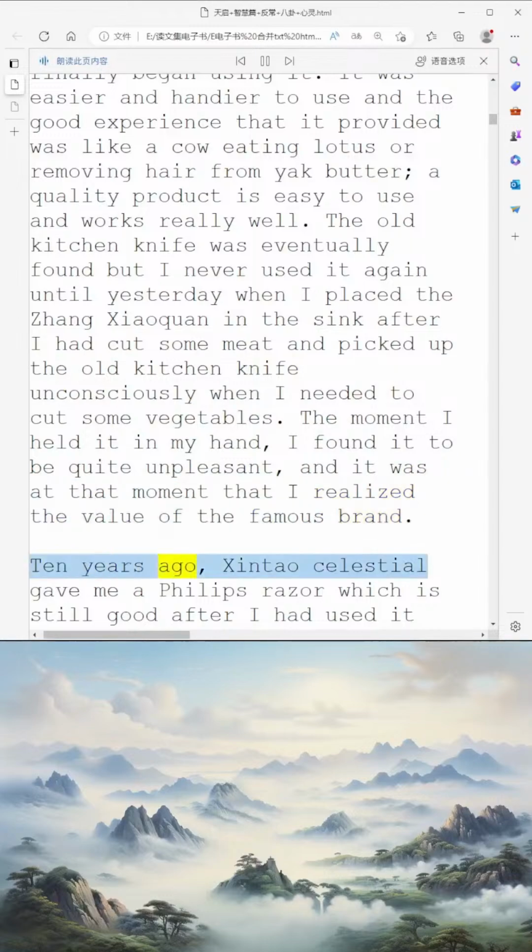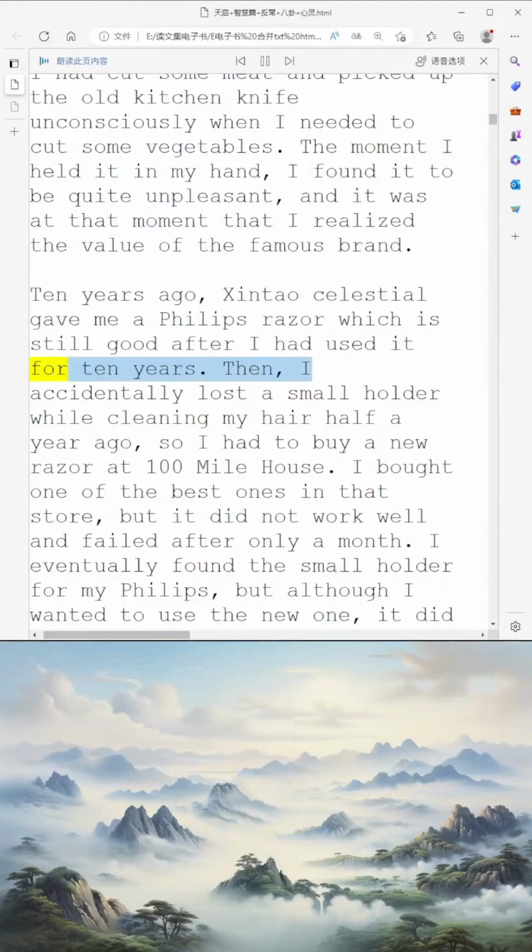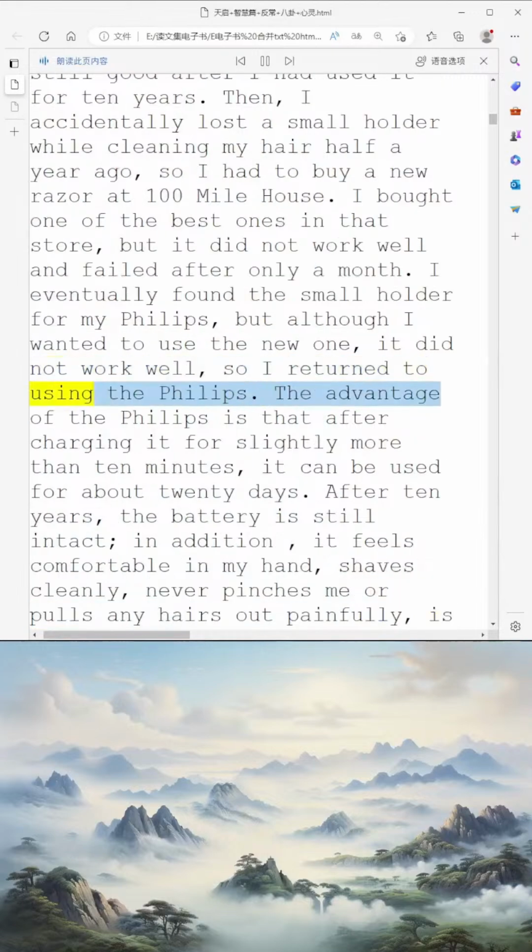10 years ago, Xintao Celestial gave me a Philips razor which is still good after I had used it for 10 years. Then, I accidentally lost a small holder while cleaning my hair half a year ago, so I had to buy a new razor at 100 Mile House. I bought one of the best ones in that store, but it did not work well and failed after only a month. I eventually found the small holder for my Philips, but although I wanted to use the new one, it did not work well, so I returned to using the Philips.